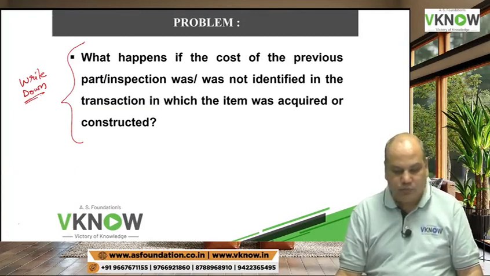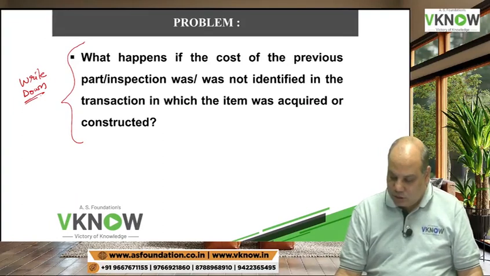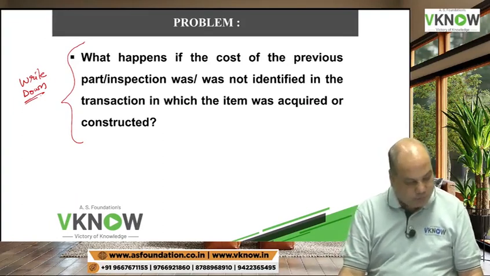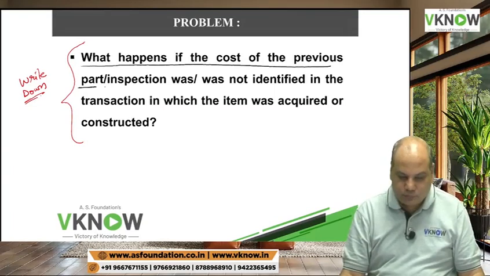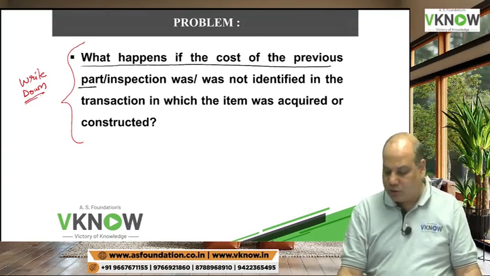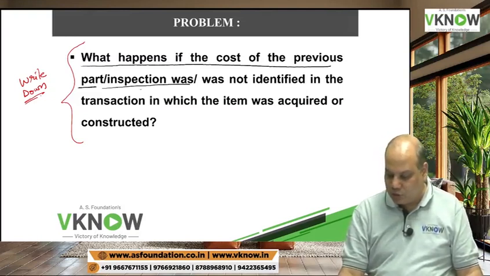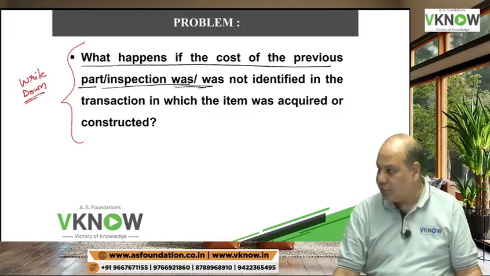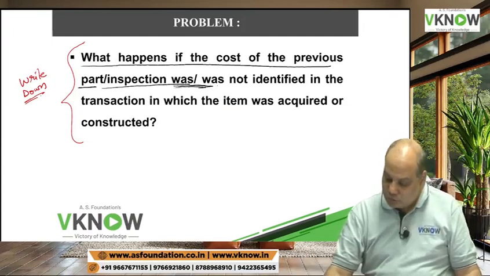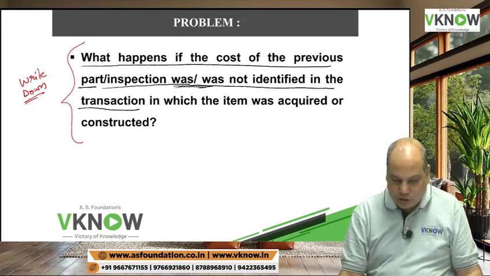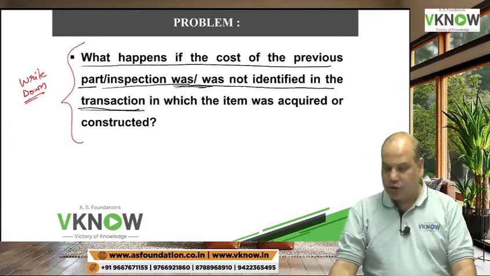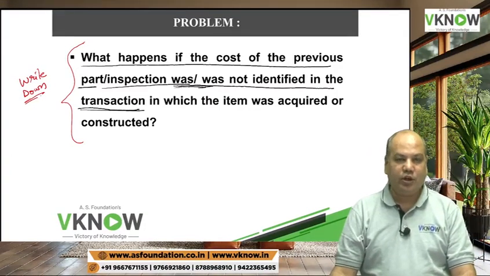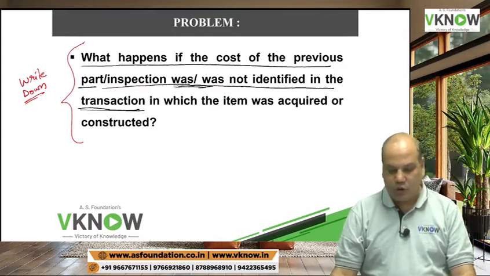What happens if the cost of the previous part or inspection was or was not identified in the transaction in which the item was acquired or constructed?